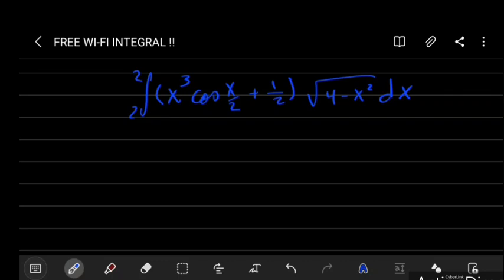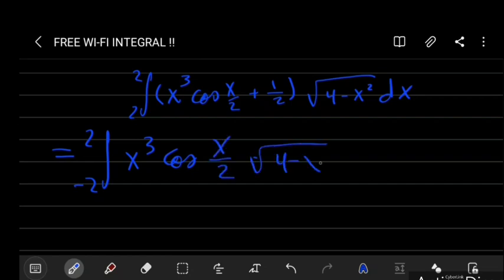So to solve this integral, we have to multiply this square root by the bracket. So it will be the integral from -2 to 2 of x cubed cosine(x/2) square root of 4 minus x squared plus half of the square root of 4 minus x squared dx.